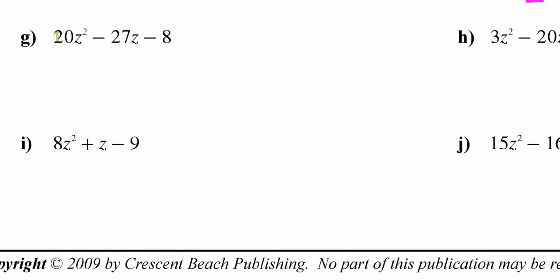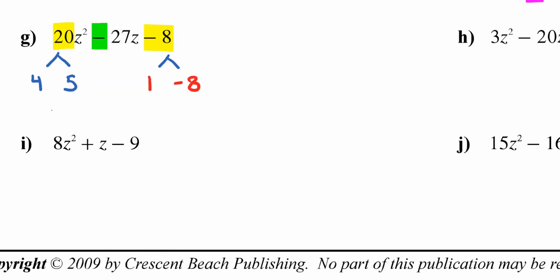Okay, so let's circle the leading coefficient, which is 20, and the constant term, which is negative 8. All right, so I need 2 numbers that multiply to 20. I'm thinking 4 and 5, and 2 numbers that multiply to negative 8. And since the middle number is negative, one number will be positive and one number will be negative. So I'm thinking of 1 and negative 8.